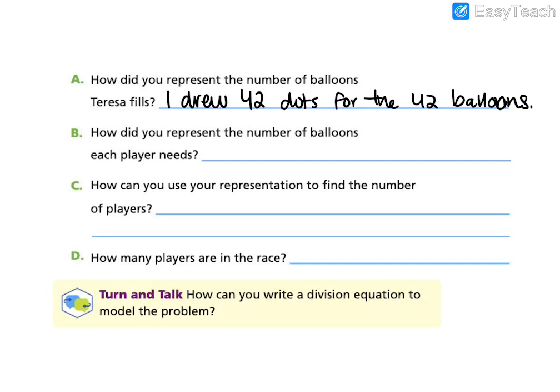Letter B asks us, how do we represent the balloons each player needed? So those were our equal groups. I circled mine. Maybe you drew yours in little clumps of 3. So however you represented your groups of 3, your equal groups, that's how you're answering letter B. So mine would be, I circled equal groups of 3 for each player.